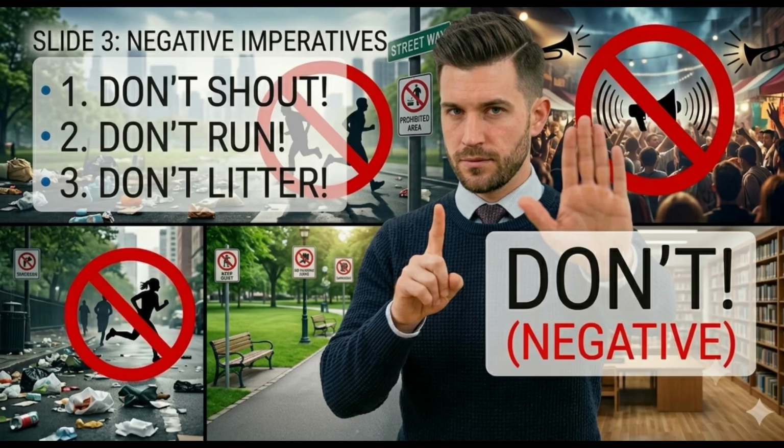It's that simple. But what if you want to tell someone not to do something? How do we express that an action is forbidden? Here, one magical word comes into play, don't. By placing don't right before our base verb, we create a negative imperative instantly.